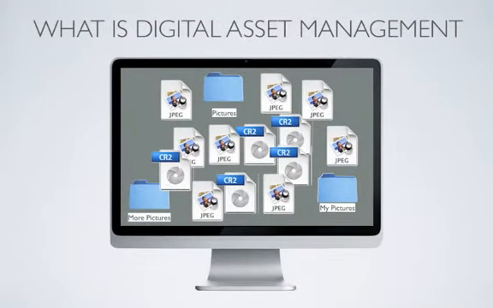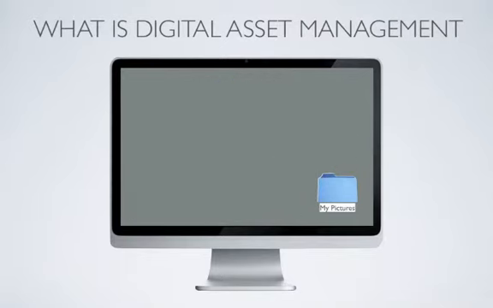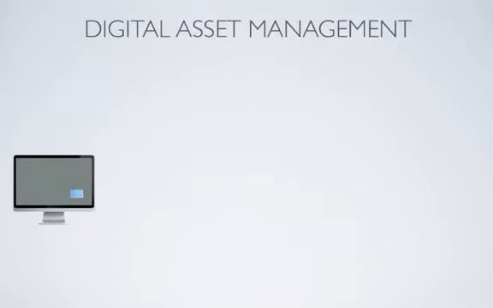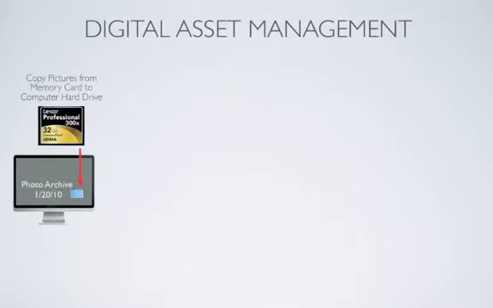In order to prevent a digital mess on our desktop where we have images and folders with images all over the place, we are trying to recommend a process whereby we create an archive of our images that eliminates this mess. This process starts by taking the images from our memory cards and transferring them into a folder that we label as Photo Archive, and we give it a date.